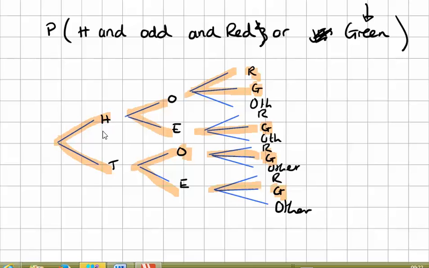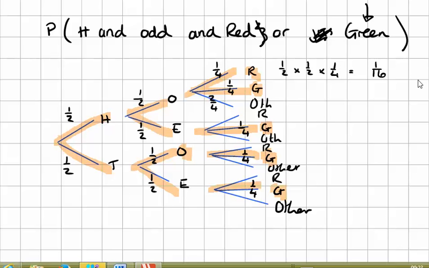But we need to multiply, and for green we have to add because it's an 'or'. Right, so we do half, half again. Half, half. Half, half. Red this time is a quarter, and this is 2 quarters. We'll just write the ones we're interested in now. A quarter, a quarter, a quarter. What is the result of this one? It's a half times a half times a quarter, which we know is 1 out of 16.